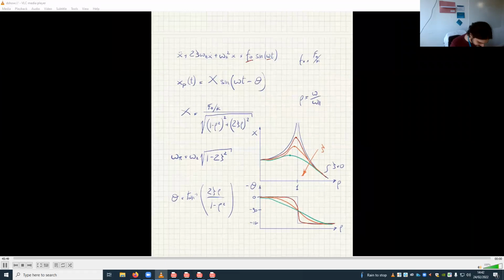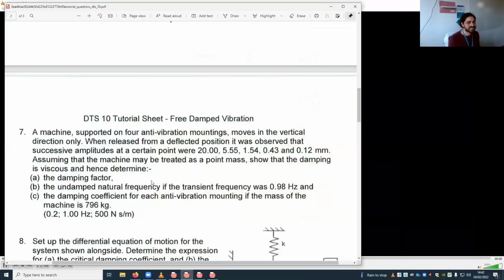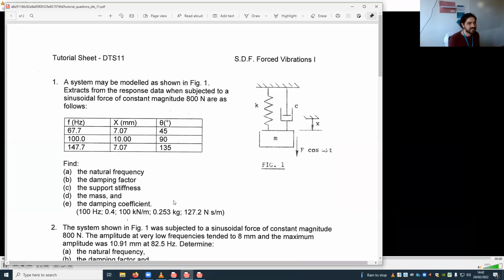All right. Okay, we can solve it. We can start solving the question. So let's go to the tutorial. I don't care about this anymore. So this one. We have a system that may be modeled as shown in figure 1. We have extracts from the response data when it's subject to a sinusoidal force of constant magnitude as follows.